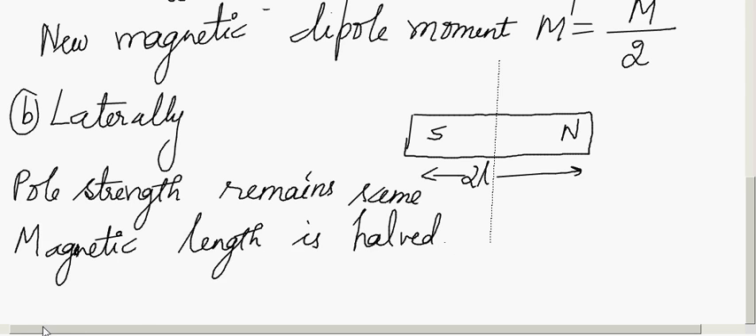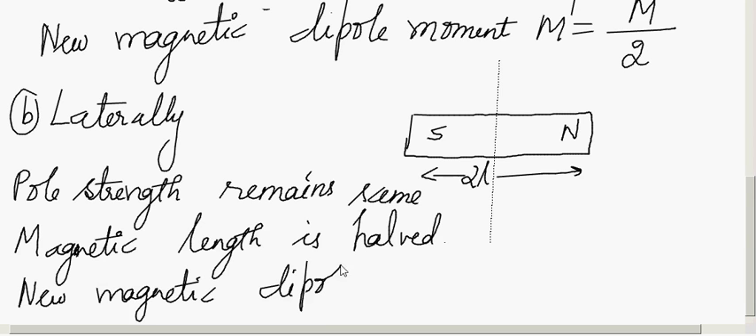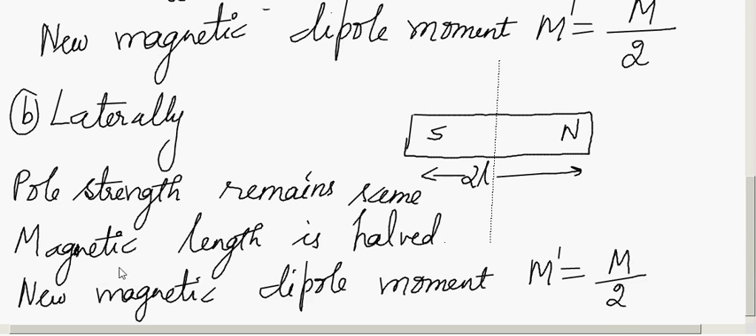So therefore we can say that the magnetic dipole moment also changes and it becomes half, as in the previous case. The new magnetic dipole moment M dash will become M by 2 because the length is halved, but the pole strength remains the same. The magnetic dipole moment is halved. In both cases, the magnetic dipole moment reduces by half.